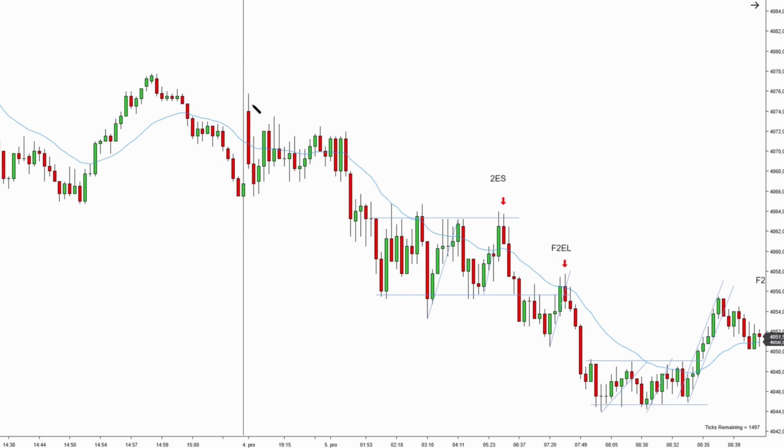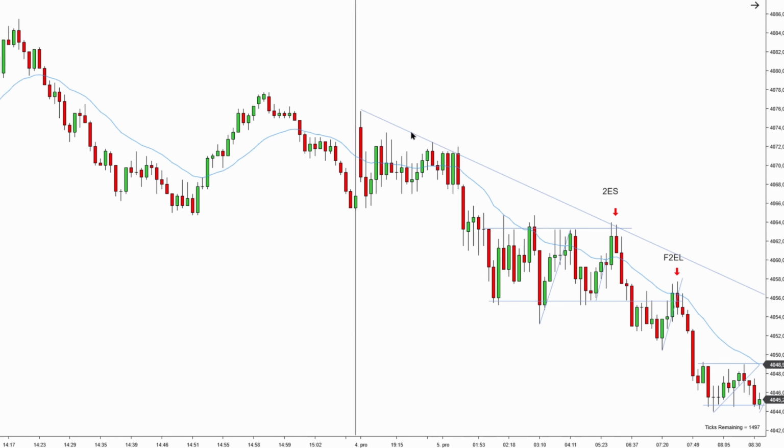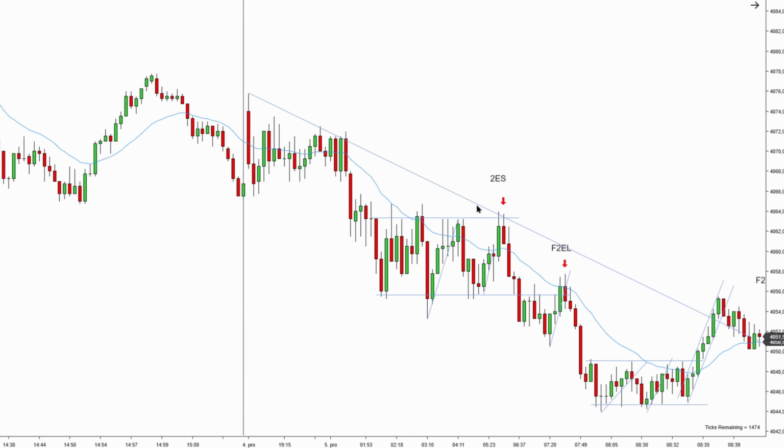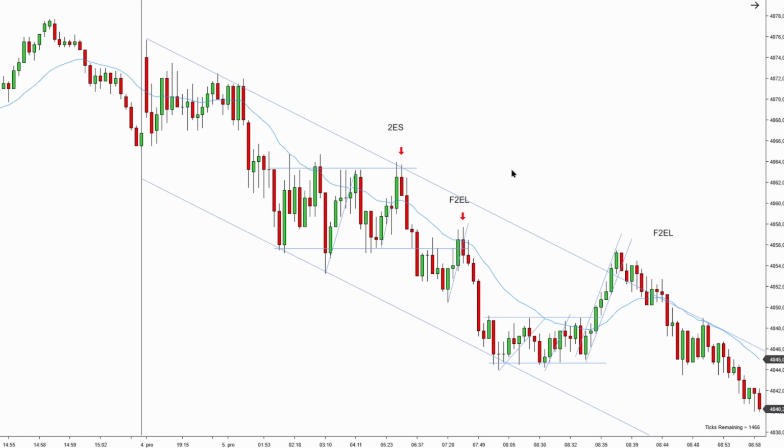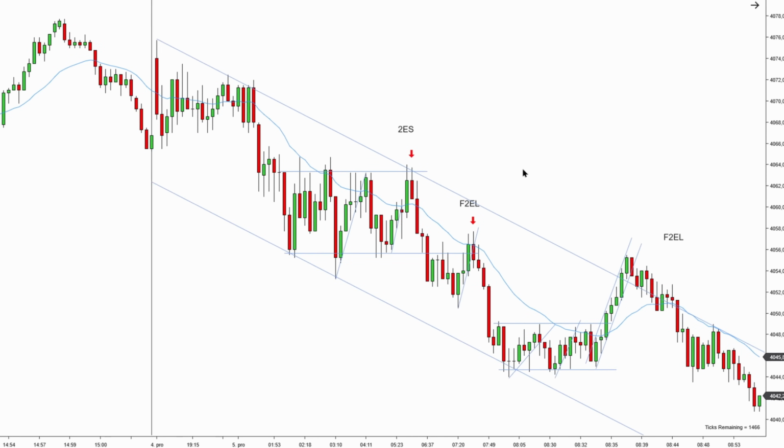So if I'm just going to play around with it and look for a channel, connecting these first few swings, you can see how nicely I can find a channel here. I'm getting a third swing confirmation, so I'm just going to copy it, put it at the bottom, and this is nicely fitting a downtrend.